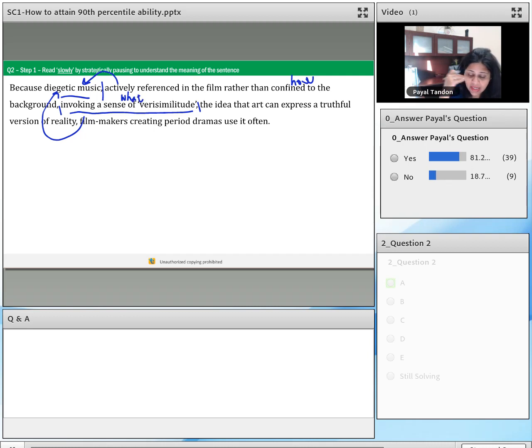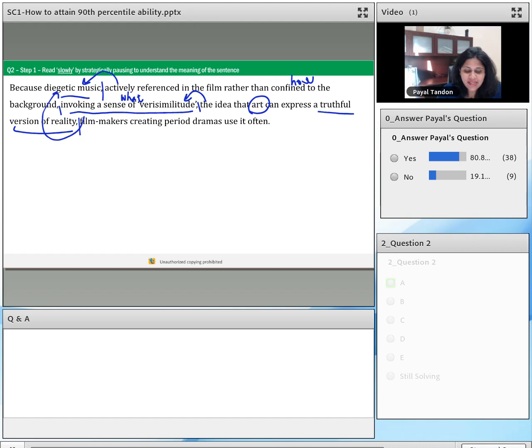Okay, the idea that art can express a truthful version of reality. Now, this part explains what verisimilitude is. So, I don't really have to rack my brains if I don't know the meaning of verisimilitude. The author has presented that context. The idea that art can express, what is art over here? Art is essentially this kind of music can express a truthful version of reality. Now, why would you need a truth? So, truthful version of reality. So, essentially, to depict reality, art can be used, and that's the definition of verisimilitude.